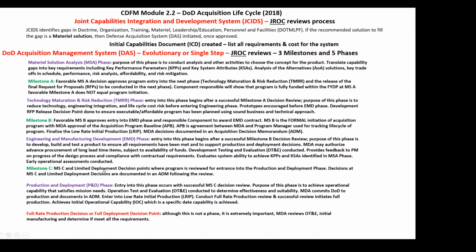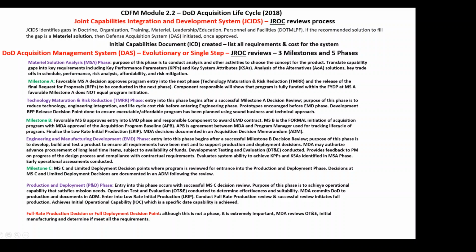Milestone C and limited deployment decision points. This is where the program is reviewed for entry into the final phase of production and deployment. So decisions at milestone C and limited deployment decisions are documented again in the ADM, acquisition decision memorandum, following the review. The final phase is the production and deployment. Entry into this point occurs with a successful milestone C decision review. Once they agree with whatever happens here, then he says go ahead to production.